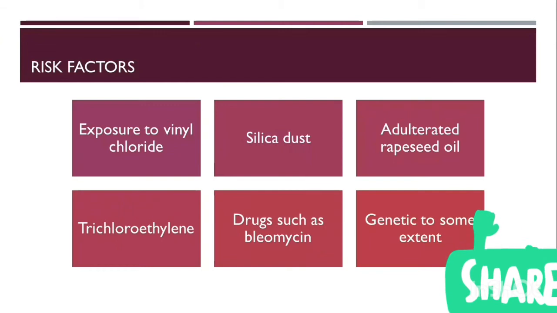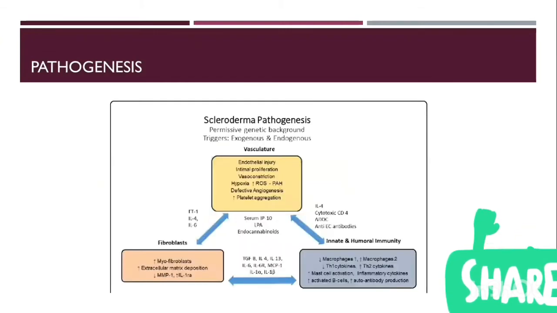Now we are going to discuss about pathogenesis of scleroderma. As we have discussed earlier, if patient is exposed to any of the risk factors, they might develop this disease. There are basically three steps of pathogenesis. Firstly, there is vascular dysregulation, then there is immune dysregulation, and at the end, fibrosis occurs.